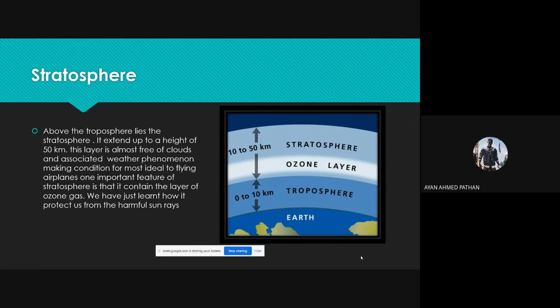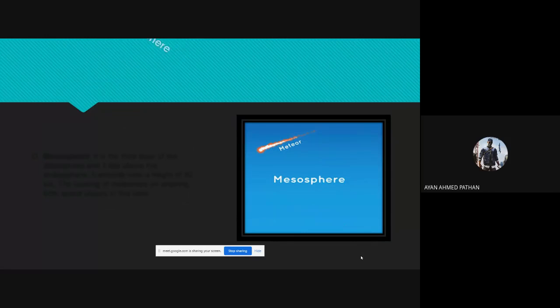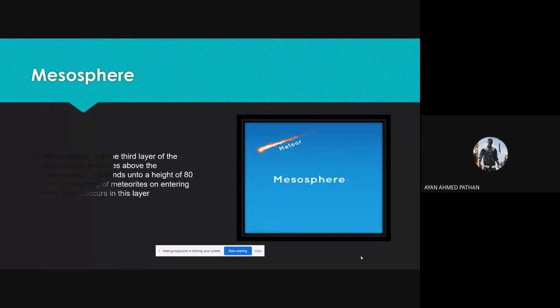One important feature of the stratosphere is that it contains a layer of ozone gas. We have just learned how it protects us from the harmful sun rays. Mesosphere. It is the third layer of the atmosphere, and it lies above the stratosphere. It extends up to a height of 80 kilometers. The burning of meteorites on entering from space occurs in this layer.